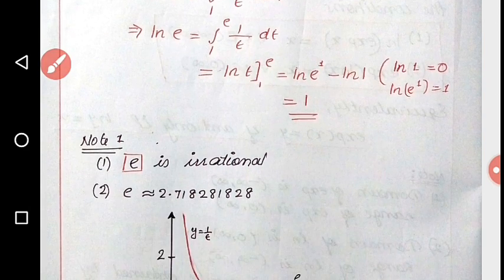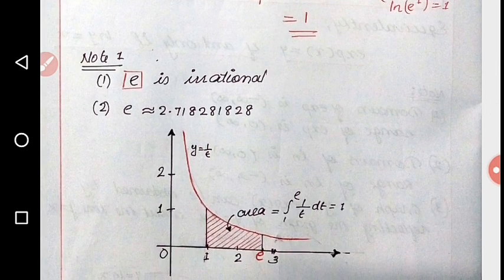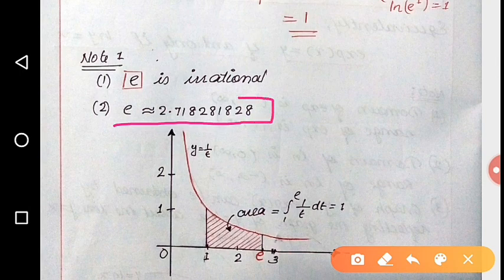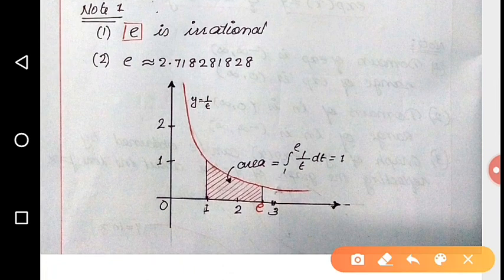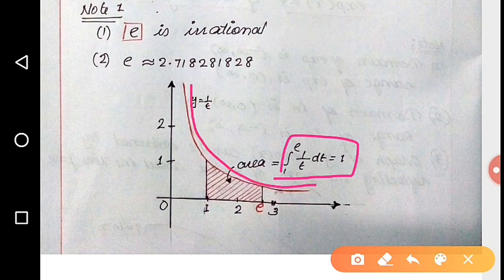And here e is an irrational number, approximately equal to 2.718281828, and we can plot integral 1 to e of 1 by t dt as the area between the curve y equal to 1 by t and the x-axis, integrating from 1 to e, as shown in this figure.